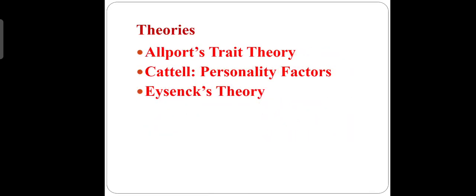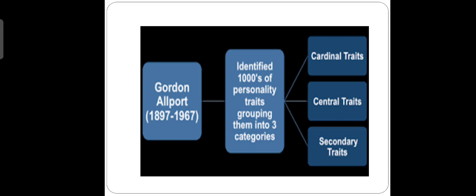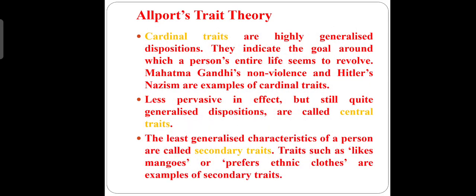Now, the different theories of trait approaches are Allport's trait theory, Cattell's personality factors, and Eysenck's theory mainly. Now first, Allport's view. Allport is considered the champion of the trait approach to personality. Traits are more generalized than habits, and also dynamic and determine behavior. There are various kinds of traits according to Allport: cardinal traits, central traits, and secondary traits.